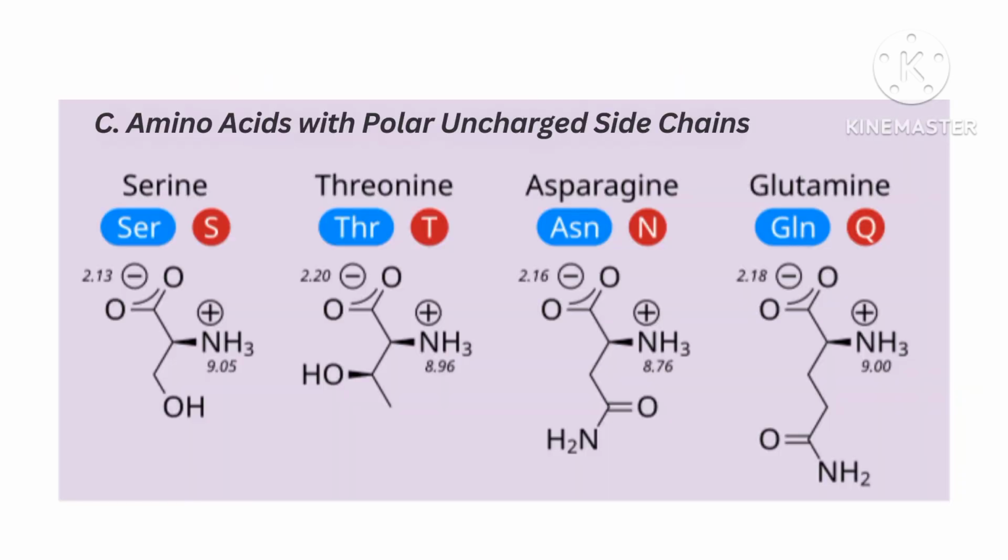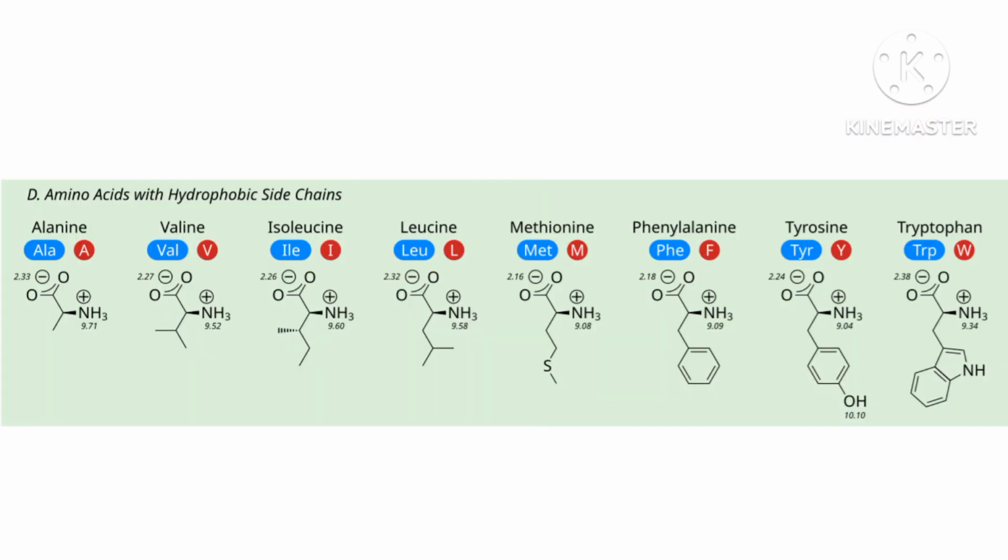Polar, hydrophilic amino acids, in which side chains interact with water through hydrogen bonds, found on the surface of proteins, interacting with the aqueous environment. Examples of uncharged polar are serine, threonine, cysteine, tyrosine, asparagine, glutamine.